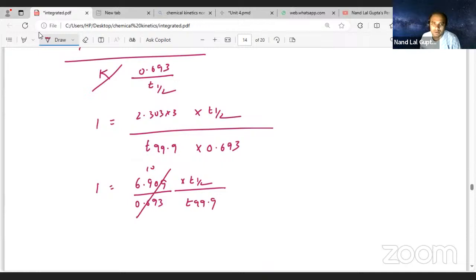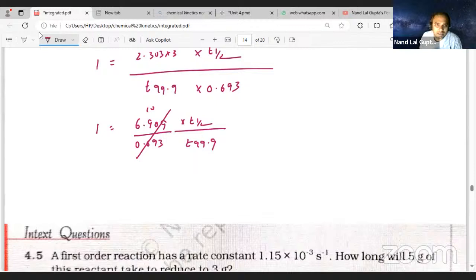So what will be happening? T99.9 is equal to 10 times T1 by 2. So your answer came.